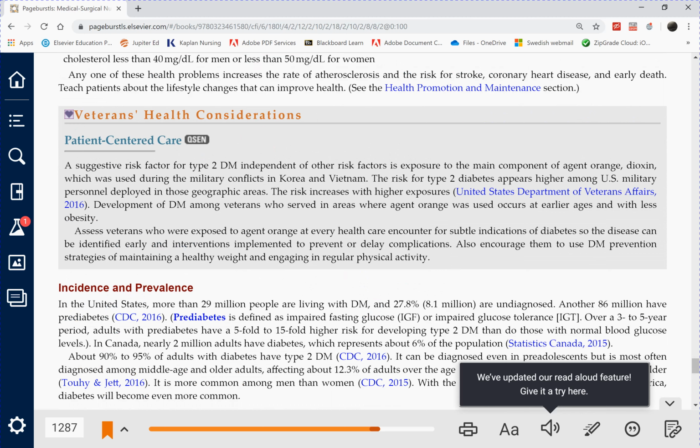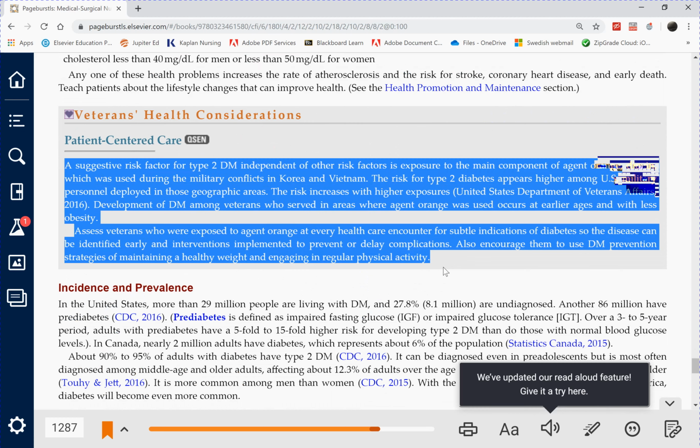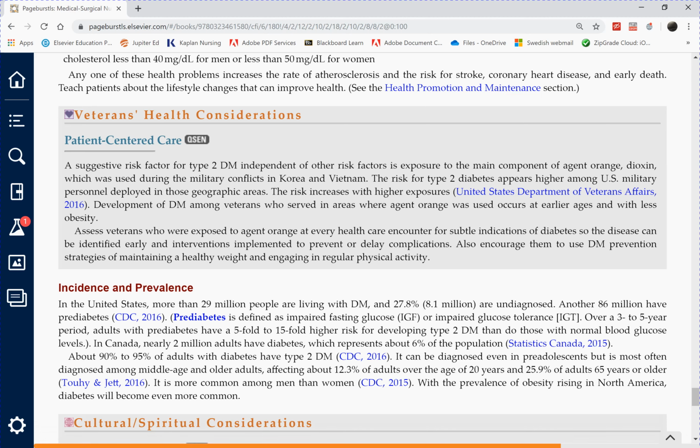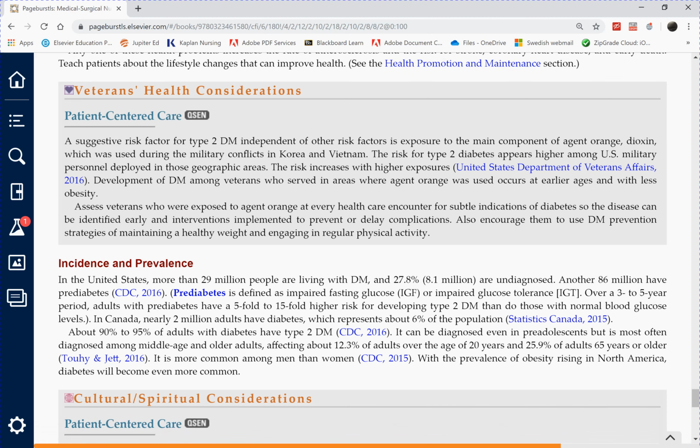Like I always mention in class, please read all patient-centered care boxes. These are here for a reason, so there may be questions on the exam, not only for mine, but also for the NCLEX.